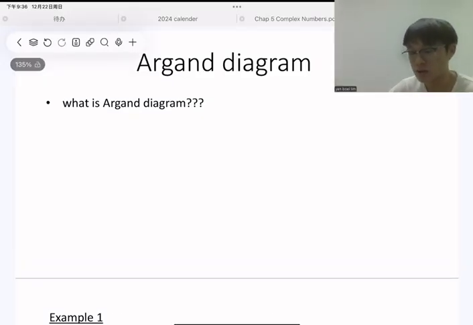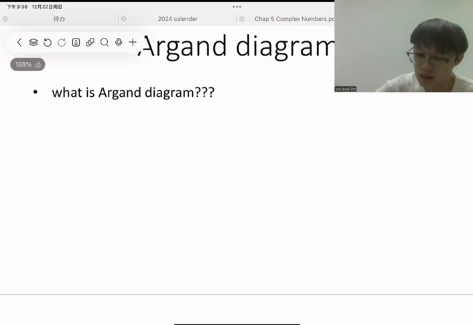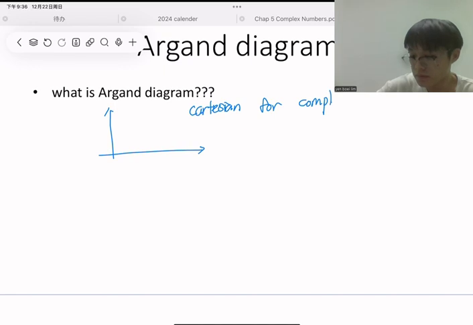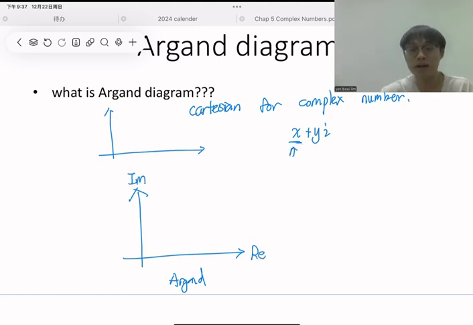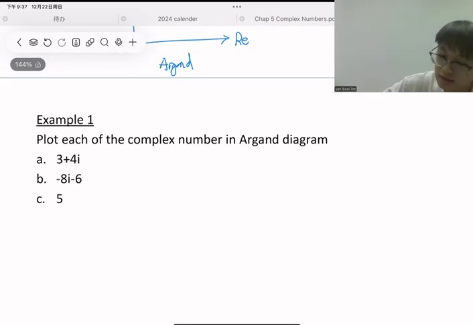So today I'm going to talk about the Argand diagram. So what is an Argand diagram? Basically, an Argand diagram is a Cartesian plane for complex numbers. What we need to know is that a complex number has the general form x plus yi. When we draw an Argand diagram, the axes are not the x-axis and y-axis, but the real axis and the imaginary axis. So x is the real part of the complex number and y is the imaginary part of that complex number. Let's see some examples.